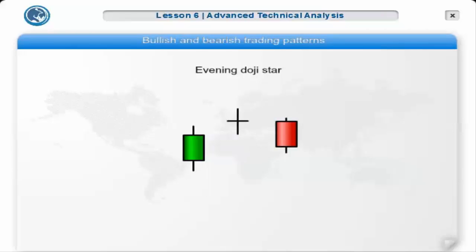Evening Doji Star, a 3-candlestick reversal pattern indicating only a bearish outlook. The first candlestick is green and supports the major trend. On the second day, a doji appears at the closing price that is near or higher than the closing price of the first candlestick. On the third day, a red candlestick appears, which closes near or lower than the opening price of the first candlestick.